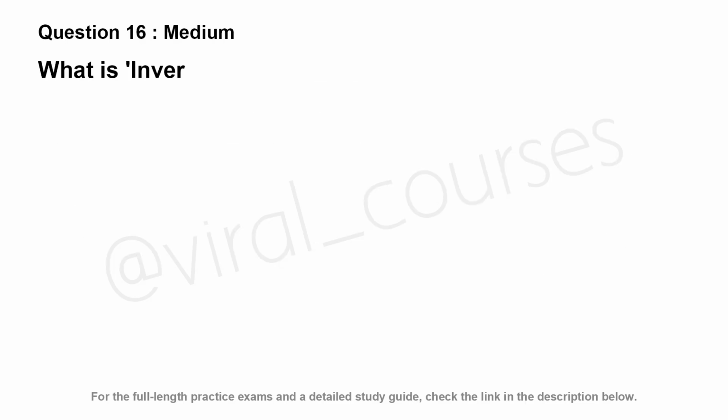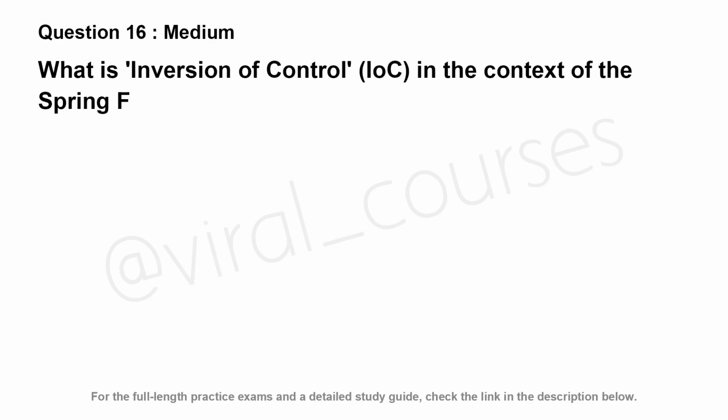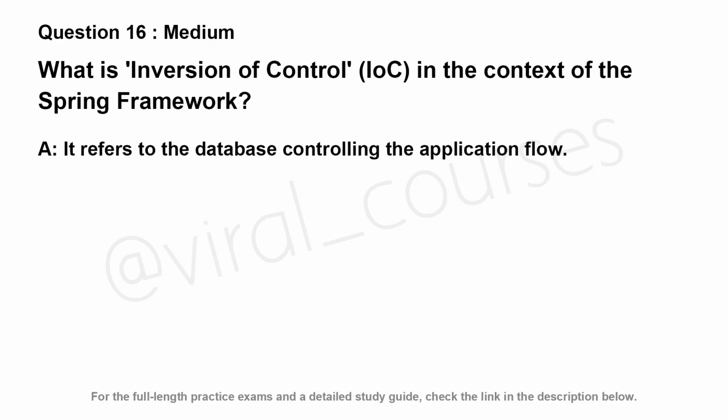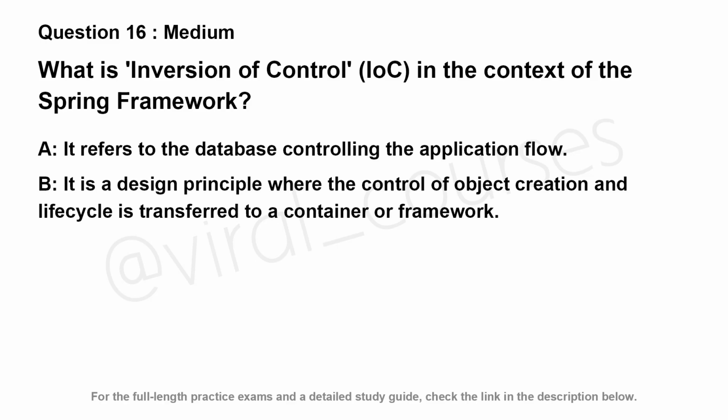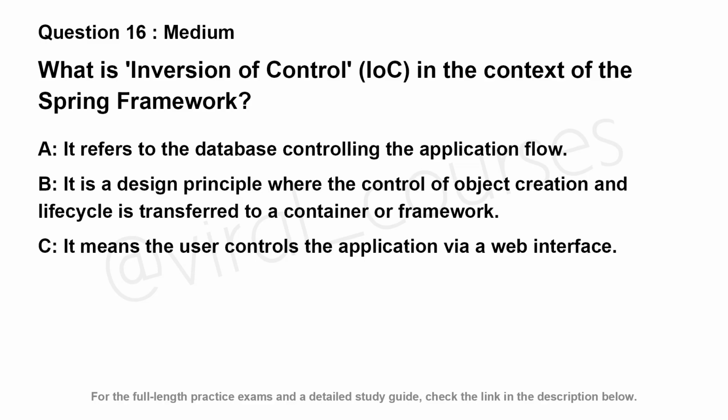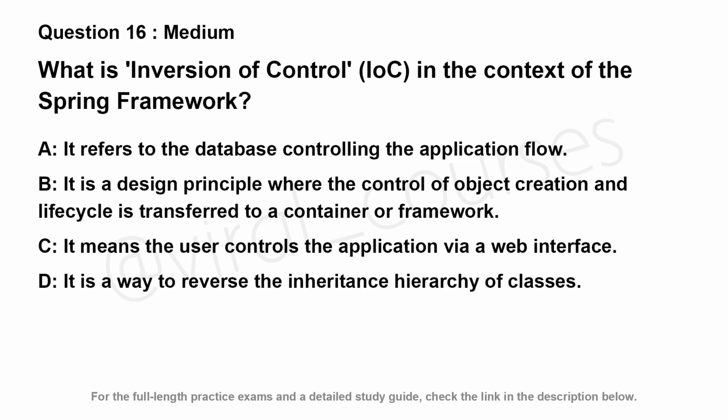What is inversion of control, IOC, in the context of the Spring framework? Option A. It refers to the database controlling the application flow. Option B. It is a design principle where the control of object creation and lifecycle is transferred to a container or framework. Option C. It means the user controls the application via a web interface. Option D. It is a way to reverse the inheritance hierarchy of classes.